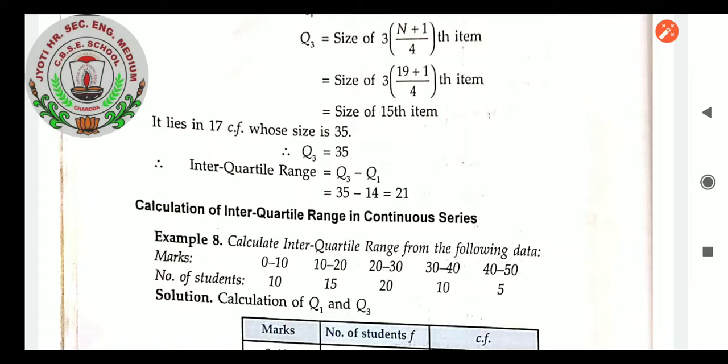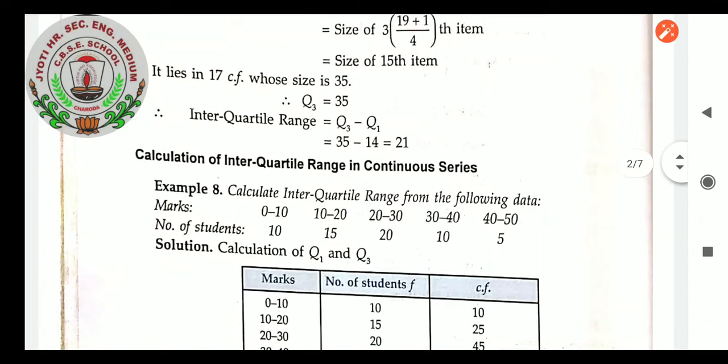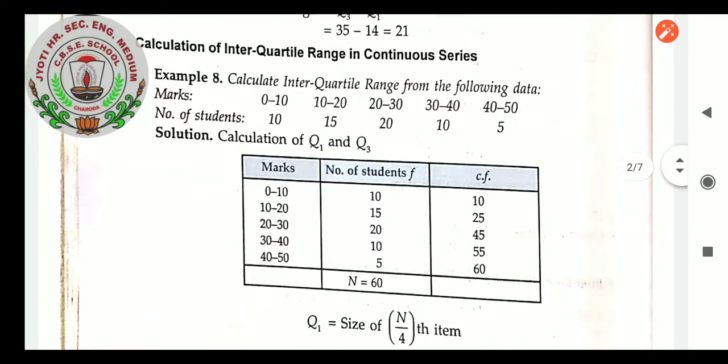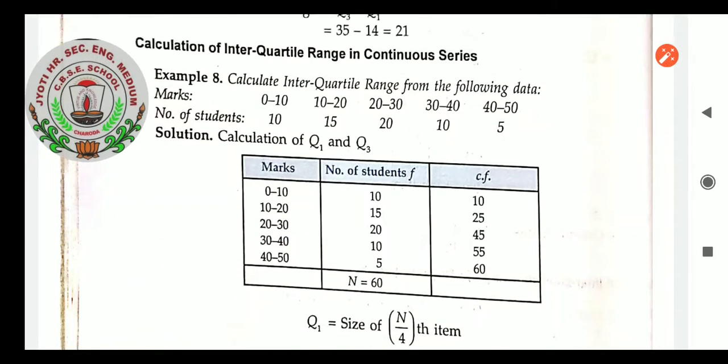Calculation of interquartile range in continuous series. Calculate the interquartile range from the following data: marks and number of students are given, 0 to 10, 10 to 20, 20 to 30 and so on. For the calculation of Q1 and Q3 in a continuous series, first take the frequency F, and from that take out the CF, and then we will find the interquartile range class. The CF we can see is 10, 25, 45, 55 and 60.